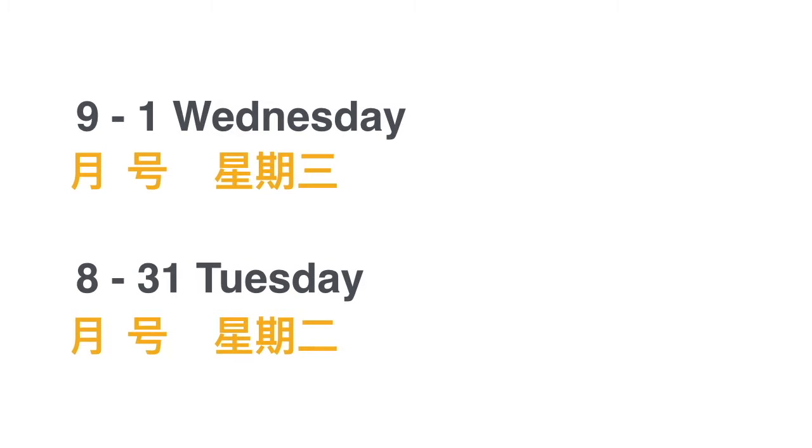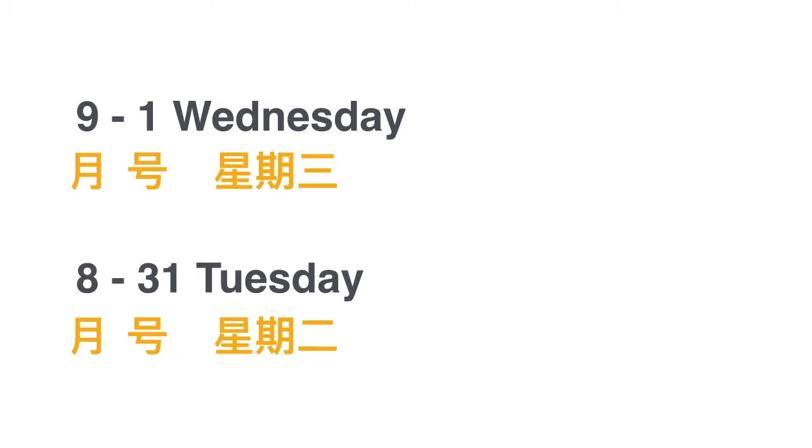In Chinese, we count the days of the week from Monday, not from Sunday, but from Monday. Monday, Tuesday, Wednesday. So you have 星期一, 星期二, 星期三. So September 1st, Wednesday will be 9月1号, 星期三. And August the 31st, Tuesday would be 8月31号, 星期二.